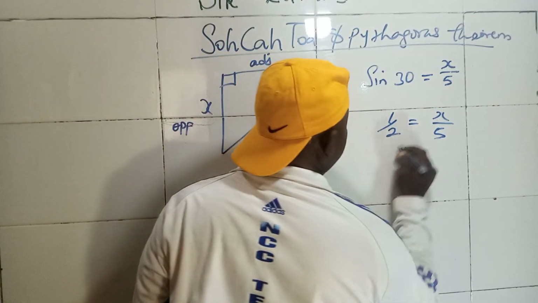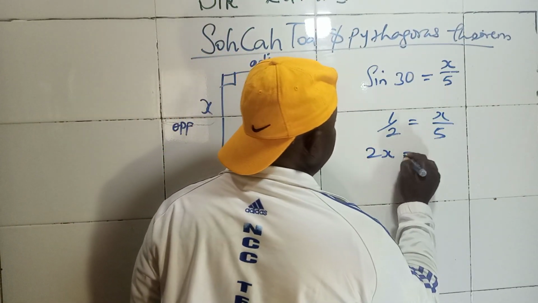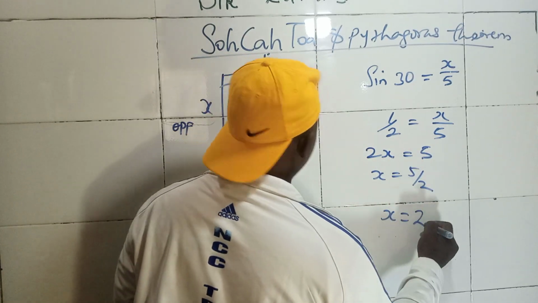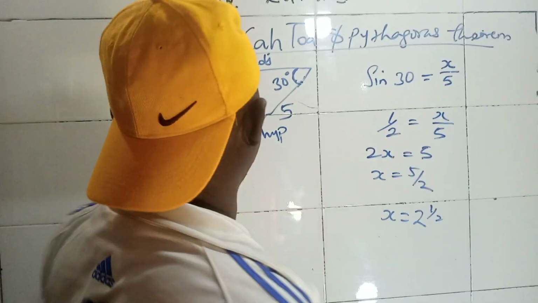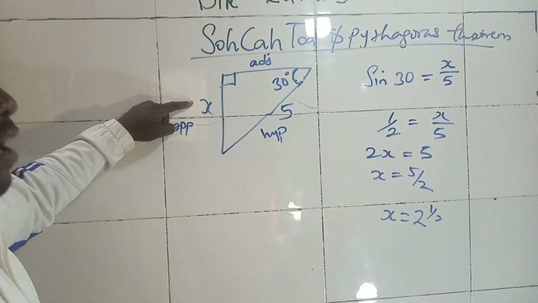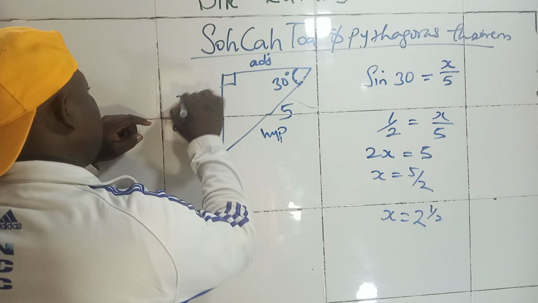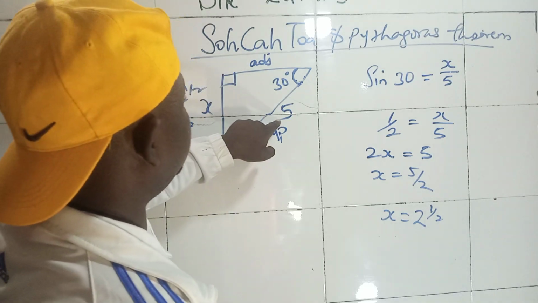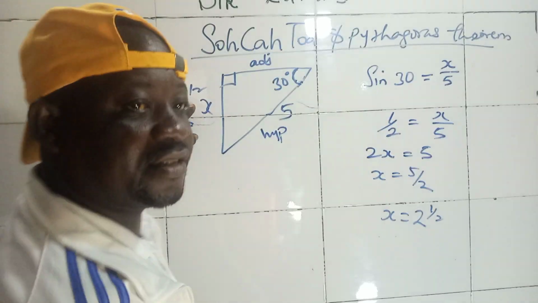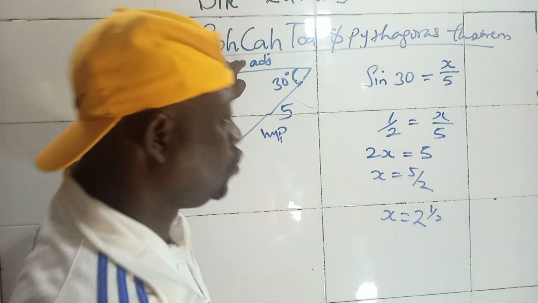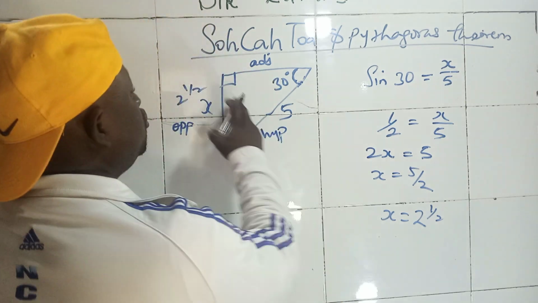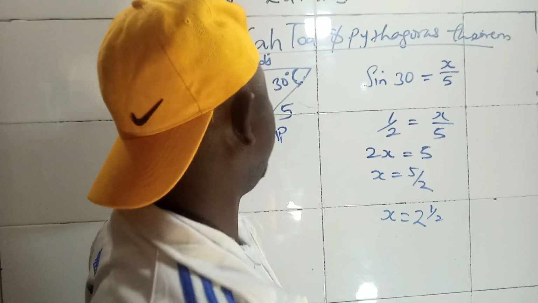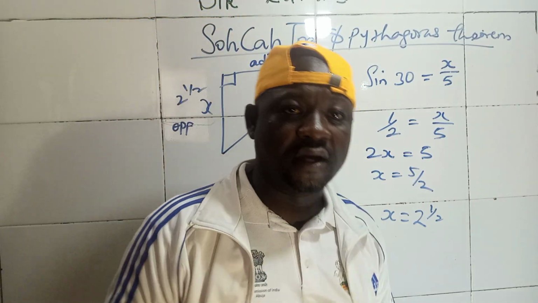So cross multiply. After cross multiplying, you have 2x is equal to 5. So x is equal to 5 all over 2. x is equal to 2 and a half. So it means this place is 2 and a half. Now you have gotten this place as 2 and a half. Now look at it. You can now use Pythagoras theorem to find this because you already know two sides. You can now use Pythagoras theorem to solve this, or you can go ahead and use SohCahToa to solve for adjacent.